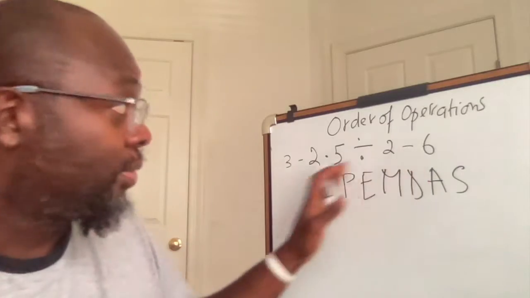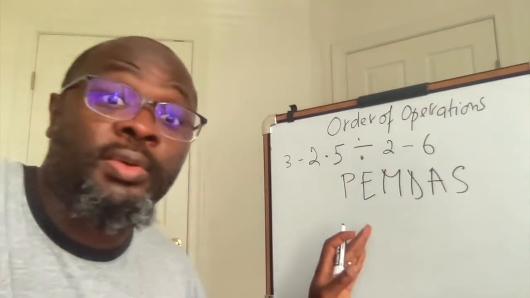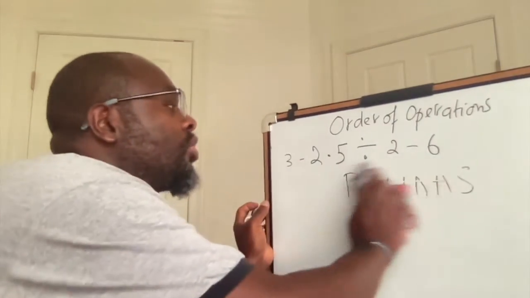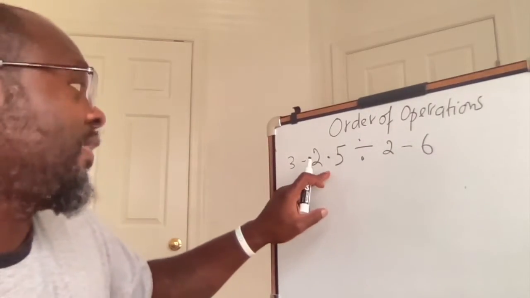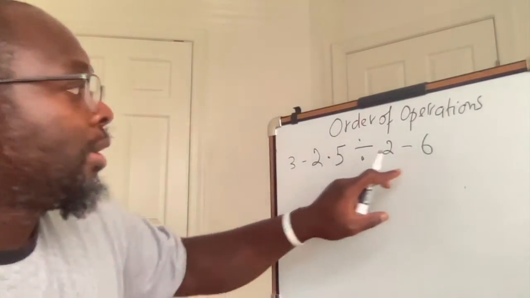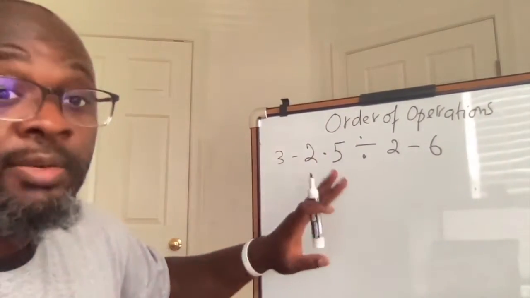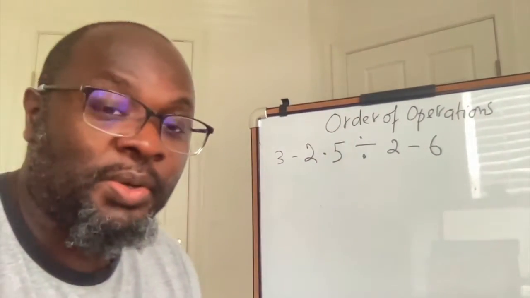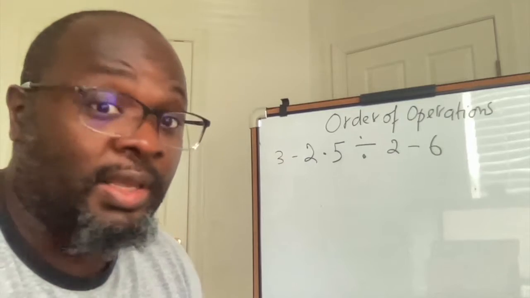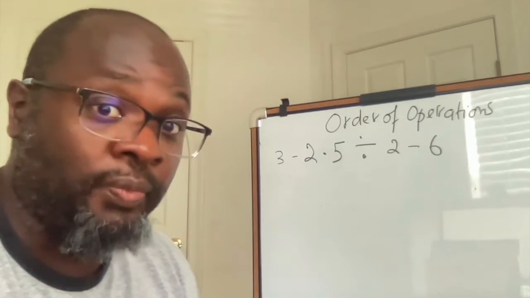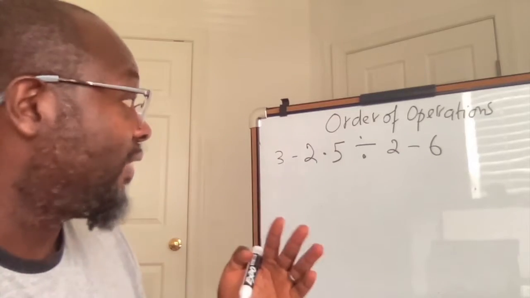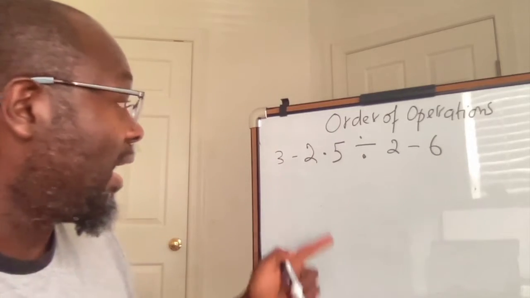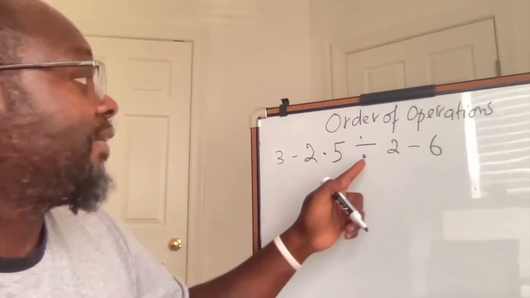So I'll give you an example on the board and I'm going to work it out to show it to you. Okay, so let's do that right now. What I wrote is 3 minus 2 times 5 divided by 2 minus 6. Notice that I didn't put any parentheses. So now there is no parentheses and there is no exponent. So again, we're going to look at this whole thing and we need to identify my multiplication and my division. I have a multiplication here and I have a division here.